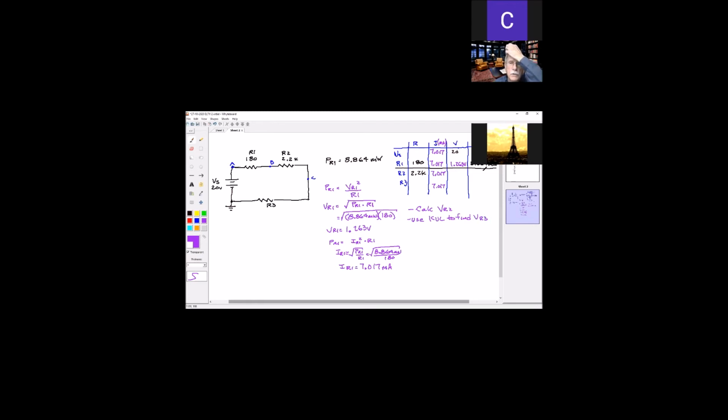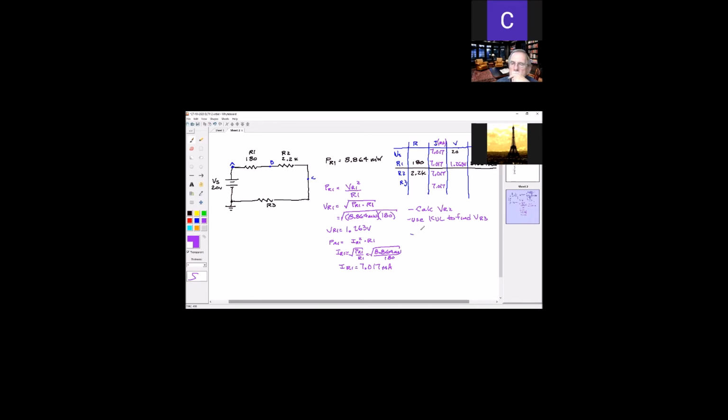All right, so you'd find this, because you got two things here. You can find this. Once you know this, you've got everything you need except for one unknown in this column. Kirchhoff's voltage law says the 20 volts has to be VR1 plus VR2 plus VR3. We can find VR3. Once I know that, I can go back and find the value of R3.